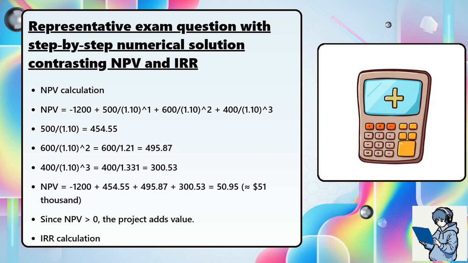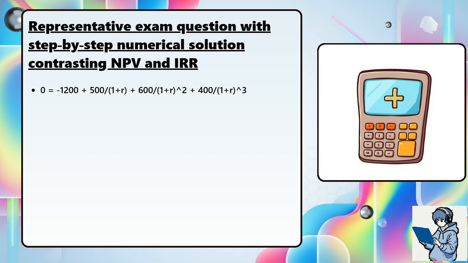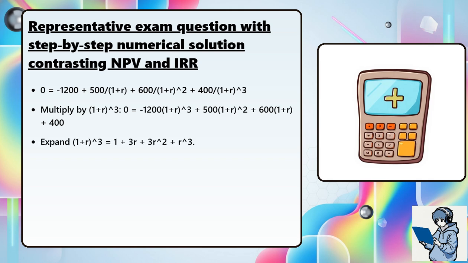IRR calculations. 0 equals negative 1200 plus 500 divided by 1 plus r, plus 600 divided by 1 plus r squared, plus 400 divided by 1 plus r cubed. Multiply both sides by 1 plus r cubed. 0 equals negative 1200 times 1 plus r cubed, plus 500 times 1 plus r squared, plus 600 times 1 plus r, plus 400. Expand 1 plus r cubed equals 1 plus 3r plus 3r squared plus r cubed. Solve numerically using trial and error.